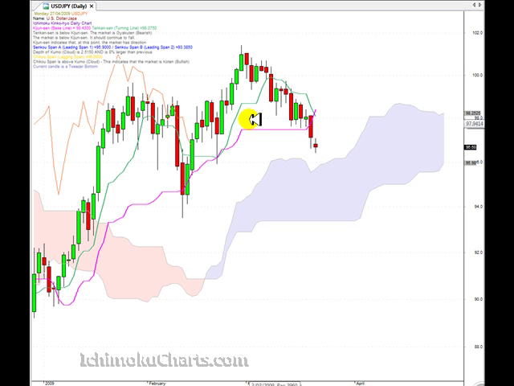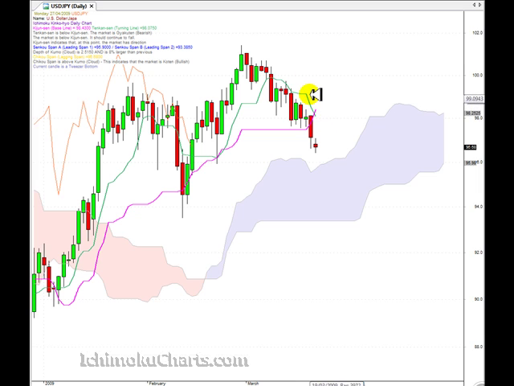Now, interestingly, we also had the crossover of the Kijun-sen and the Tenkan-sen today, with the Kijun-sen being on top of the Tenkan-sen, which means that the market has basically turned bearish. Now, unfortunately, though, we have these two lines pointing in different directions, which are giving us different signals.